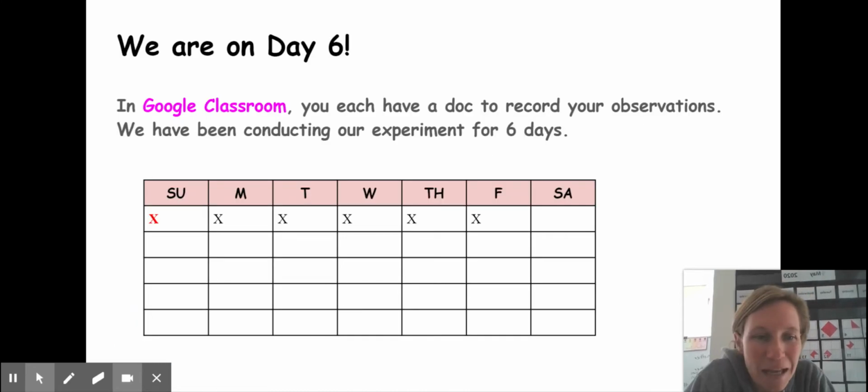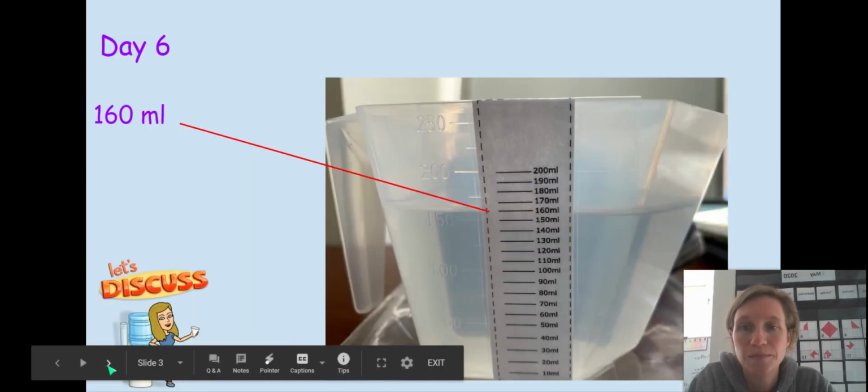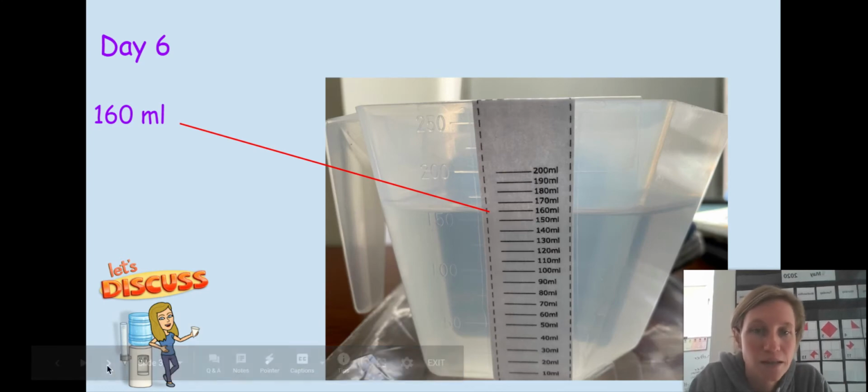Hi, it's me. Today we're on day 6, and in your Google Classrooms, you've each had a document to record your observations. So far, just a review, we have been making observations for 6 days. So the top part of your document should look like this. Let's quickly jot down our observations for day 6.